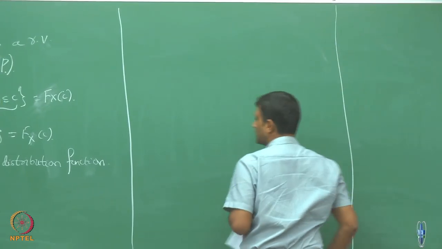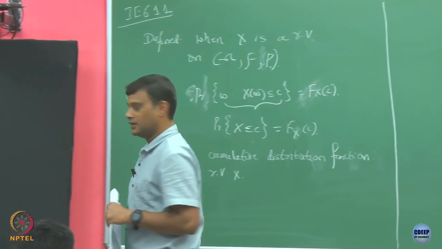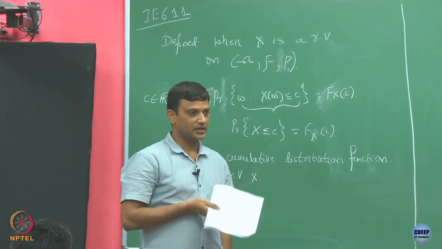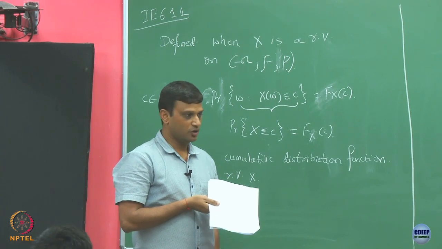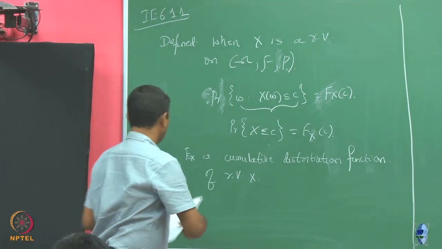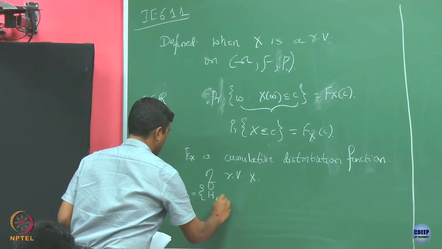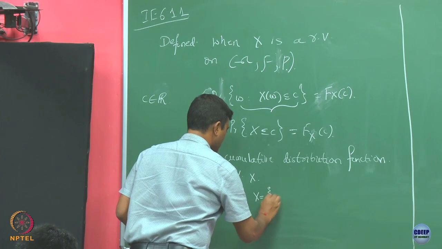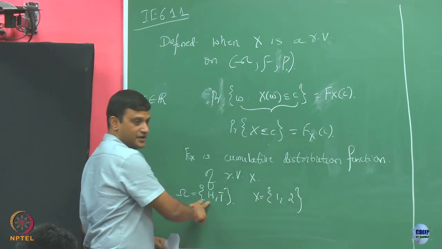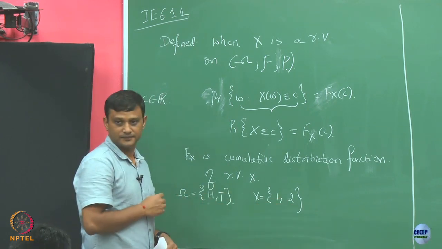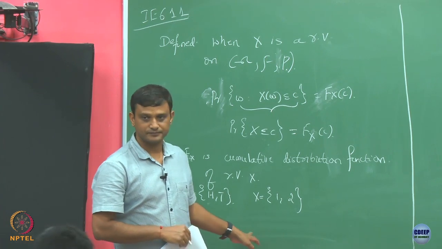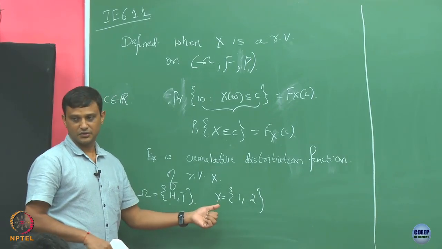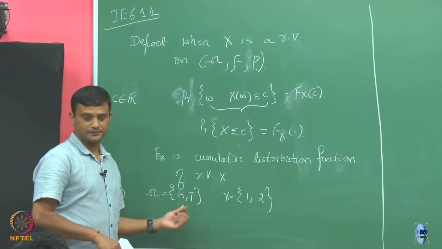Let's see how this looks for some of the random variables we know. Let's take an example of a simple coin toss problem. The outcomes are heads and tail, but now I am going to define a random variable X, which is going to take value 1 and 2. So 1 corresponds to head and 2 corresponds to tail. I can define a random variable like this, right? Because a random variable is just a map which gives real numbers to your sample points.